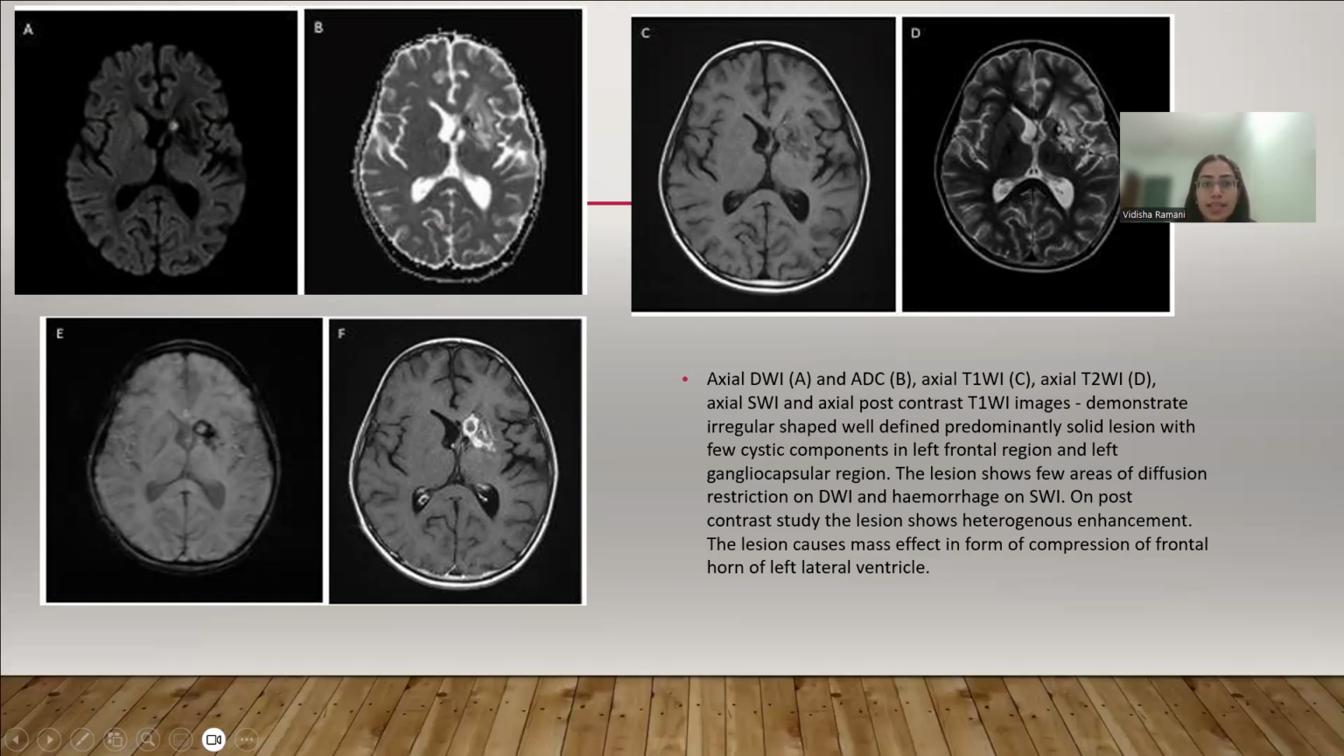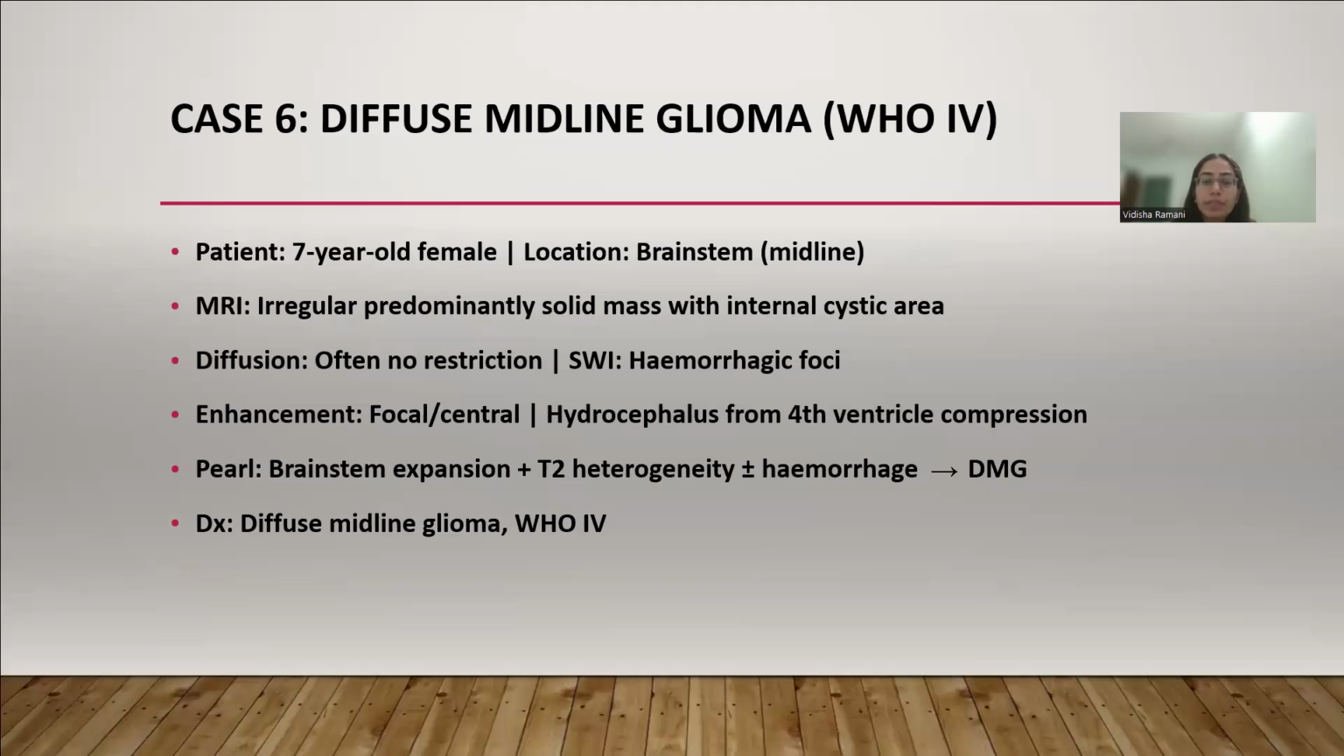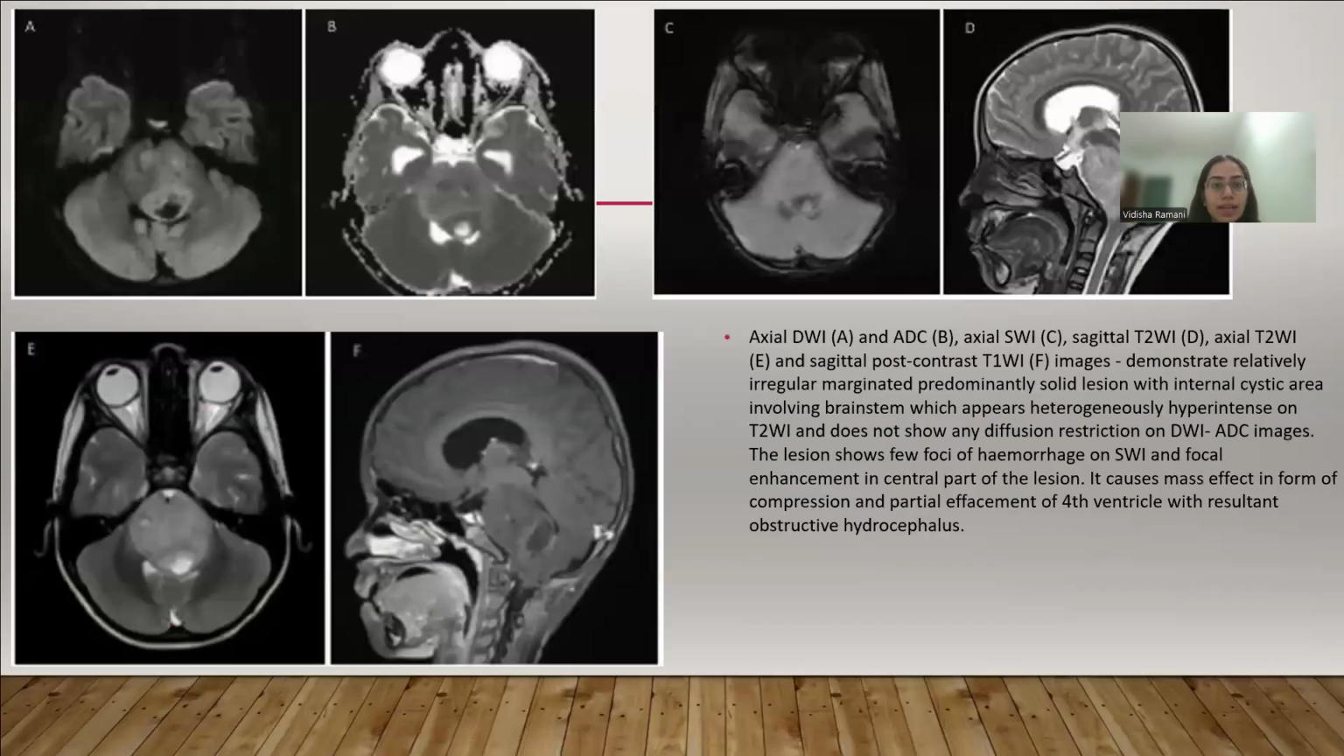The next case is a case of diffuse midline glioma in a 7-year-old female child, which is classified under WHO grade 4. Location is brainstem, and MRI shows an irregular, predominantly solid mass with internal cystic areas, and often shows no diffusion restriction, and susceptibility weighted images show hemorrhagic foci in it. This lesion shows focal or central enhancement, and due to compression of the fourth ventricle, there is hydrocephalus. So brainstem expansion, T2 heterogeneity, plus or minus hemorrhage, is suggestive of diffuse midline glioma. And these images show no diffusion restriction, and susceptibility weighted images show foci of hemorrhage in it.